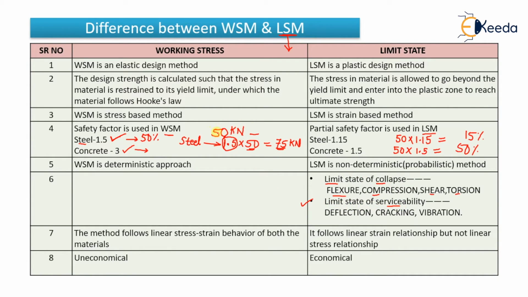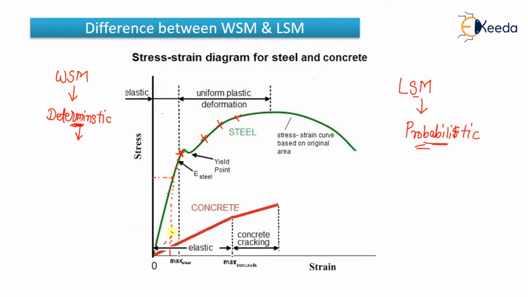Then the next comparison, the method follows linear stress strain behavior of both materials. As I told you, there will be a linear stress strain relationship, and in limit state method of design it only follows linear strain relationship but not the linear stress relationship. See, if you stretch that material, the strain is getting increased, no?